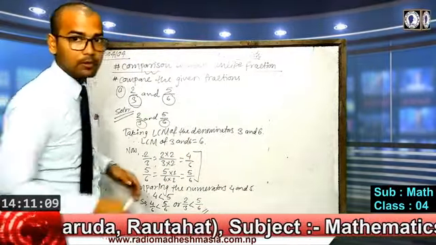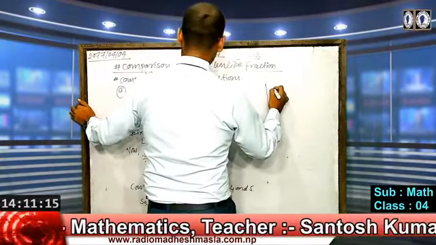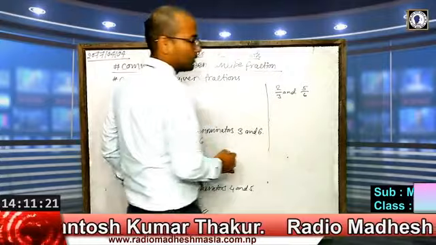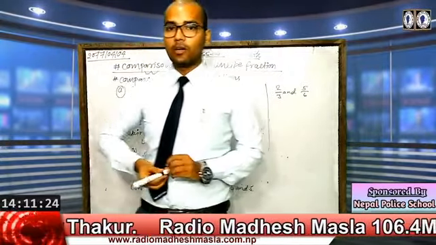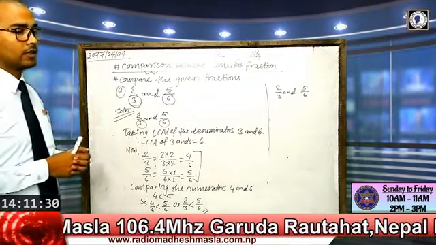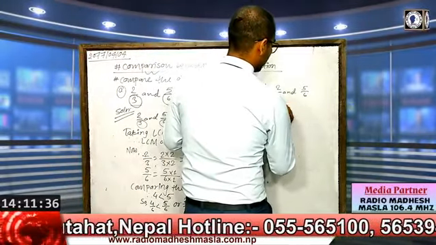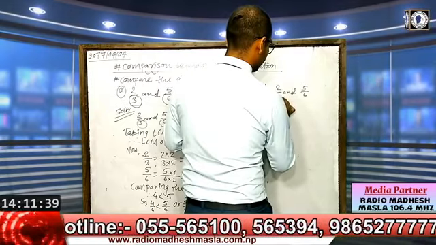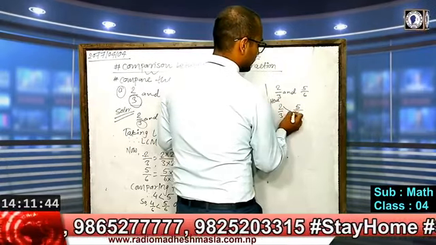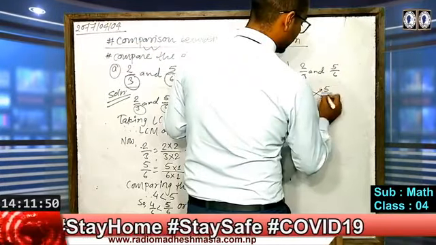Let's talk about the other method. We have an alternative method. Suppose we are given the fractions 2 by 3 and 5 by 6. As you know, students, how to check whether given fractions are equivalent or not, we should apply the same method here. We use cross multiplication. Here, cross multiplication of 2 by 3 and 5 by 6. So 2 into 6 and 3 into 5.